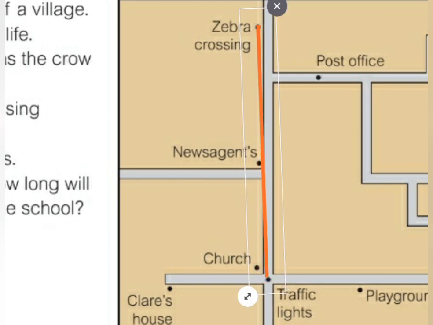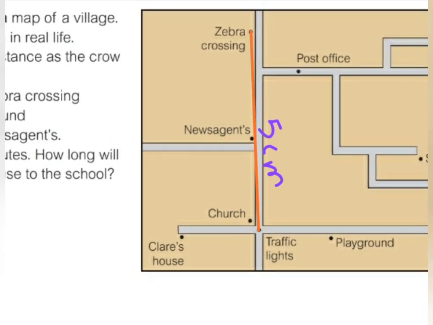So on the map, between traffic lights and zebra crossing, this one is 5 centimeters. I'm saying that because we already did this. I measured it in the book with the students, so I know it's 5 centimeters. To turn this length on the map into real life, I will use the X method. And then you can do the rest on your own.